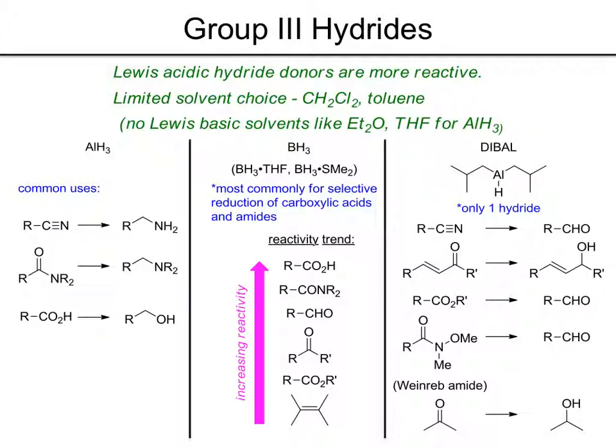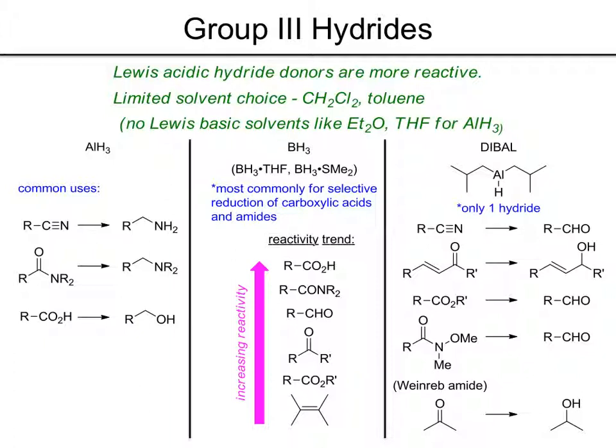Borane is a gas, and so it's usually commercially available as a solution in THF or in dimethyl sulfide. It's commonly used for hydroboration. It can also be used for selective reduction of carboxylic acids and amides. If you look at the reactivity chart, it's more reactive with carboxylic acids and amides, so you usually have good selectivity for those two functional groups over other functional groups.